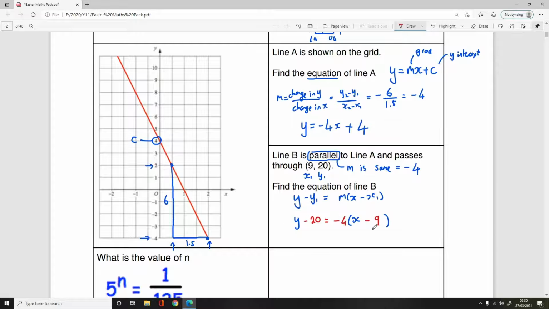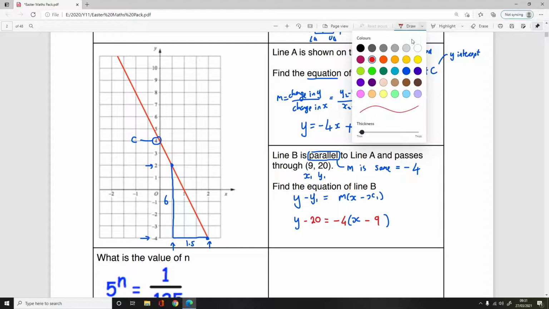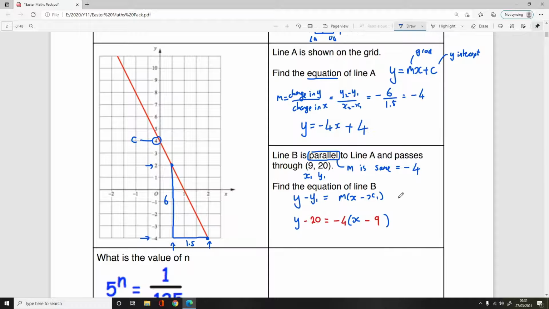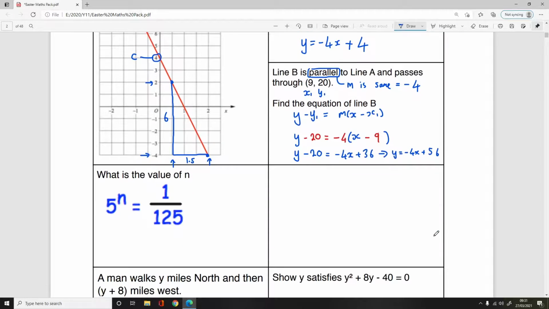Now that is an equation of the line, but normally it's nice to multiply that out and simplify it to be y equals, in case you need to do anything else with it. So we'll do that. y minus 20 is minus 4x plus 36, and then we can add the 20 across to get a final answer of y equals minus 4x add 56. Okay, nearly there.